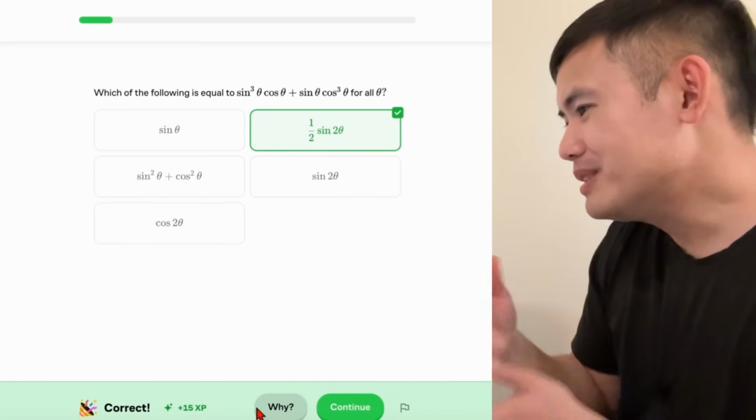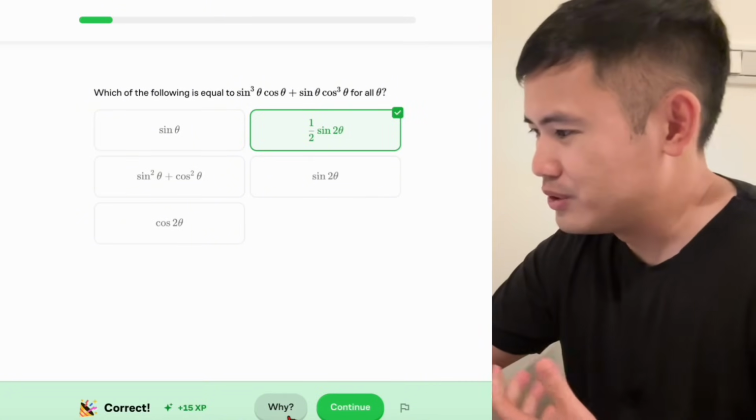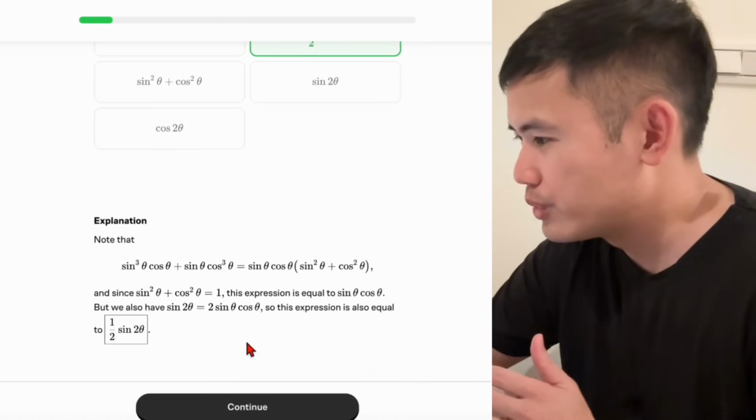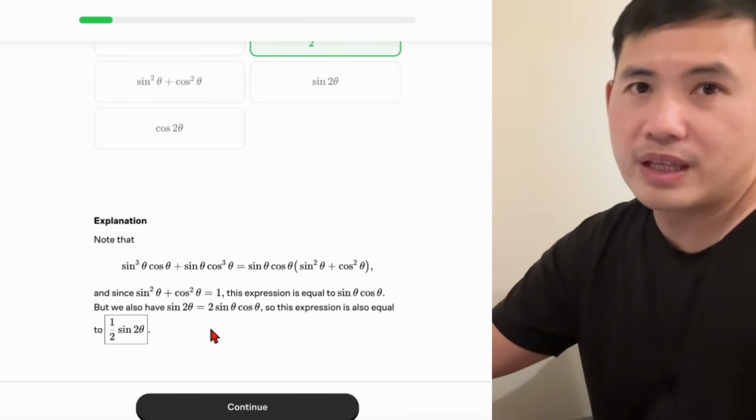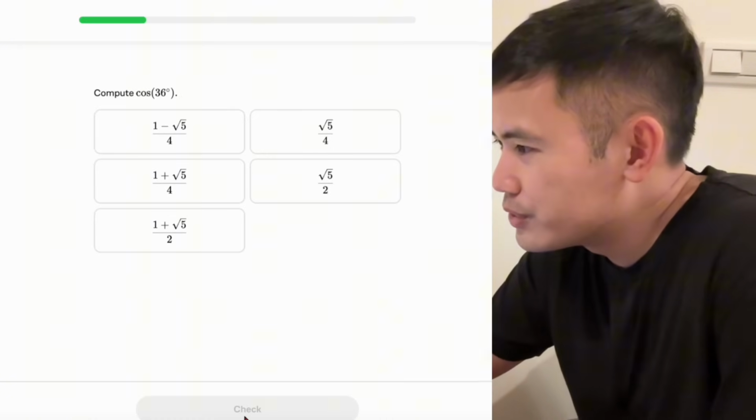And suppose that you didn't know the identities, or if you got this wrong, of course you can just click on why, and then they will show you the explanation, which is the one that we just did right here. Okay, continue. Next question.